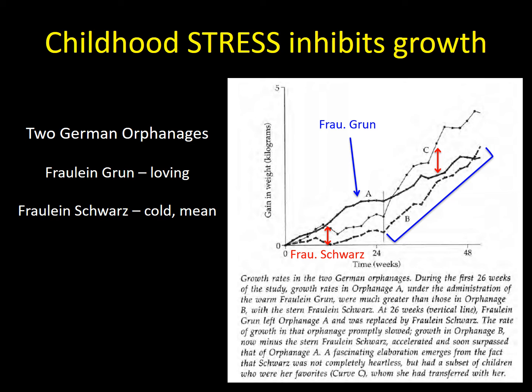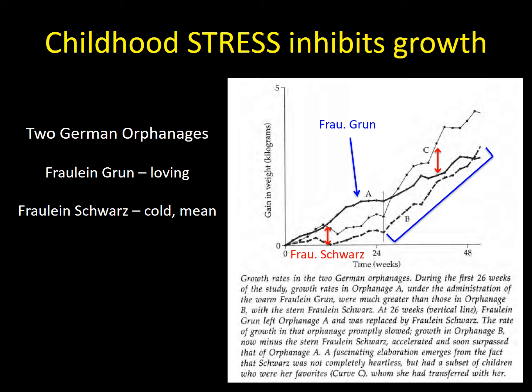The difference between lines B and C is that the C group was remembered as being part of Fräulein Schwartz's favorites. So she was generally considered cold and mean, but she played favorites, and the C group, as a result of being in her favor, seemed to have gained a little more weight than her unfavored kids in the B group. Now, something interesting happened at about week 25.